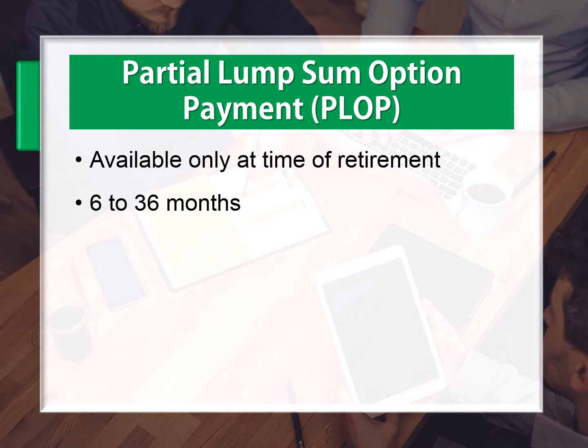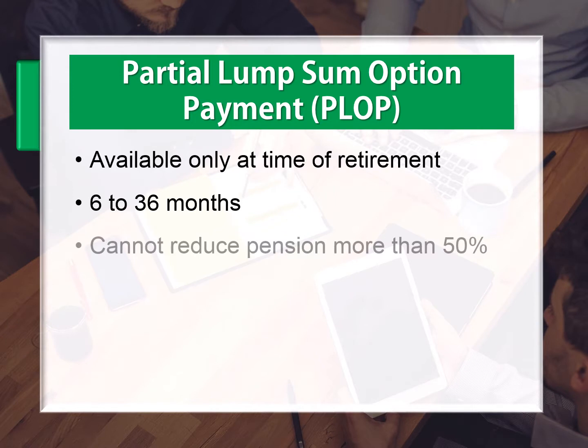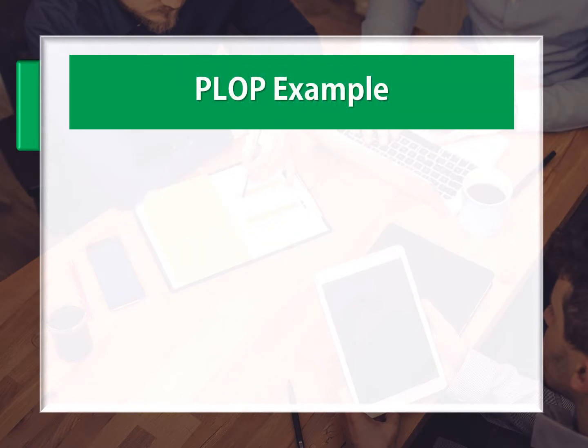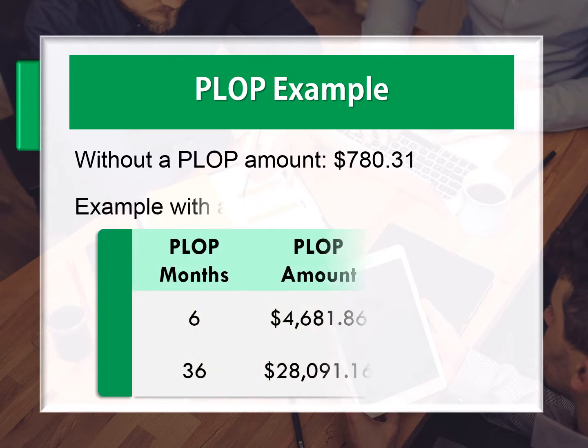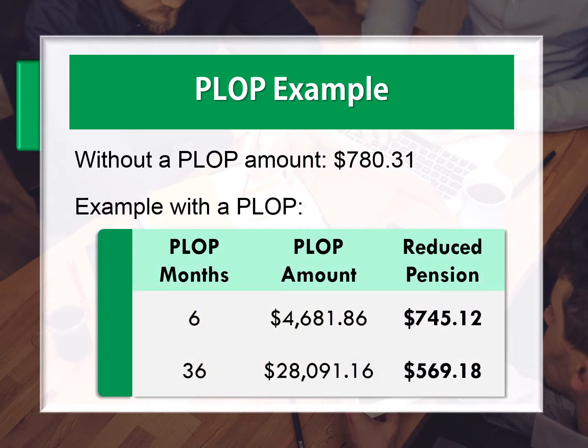By law, your original pension amount cannot be reduced more than 50% if you choose a PLOP. Let's look at a quick example of how much a PLOP can reduce a benefit. In this example, a person retires and their monthly pension amount without receiving a PLOP would be $780.31. The chart included shows the difference between receiving a PLOP equal to 6 times the monthly pension and 36 times the monthly pension.